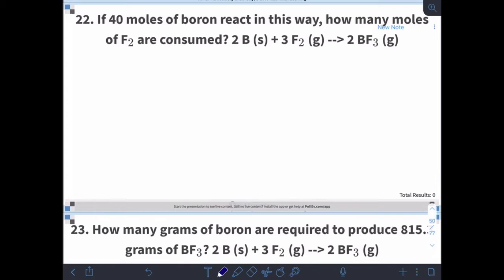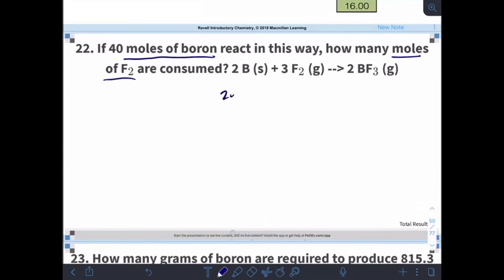Taking a look at our problem, we're being asked to go from moles of boron to moles of F2. I'm going to need a mole ratio to get from one thing in the equation to something else in the equation. Given what we have, 2 moles of boron and 3 moles of F2, that's where my ratio is going to live. It's a 2 to 3 or a 3 to 2, depending on how I need it.